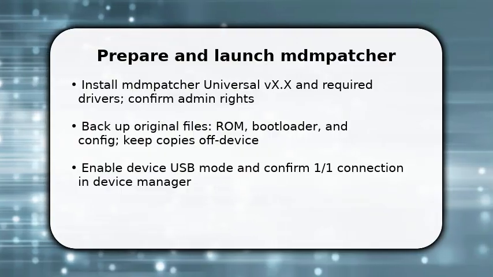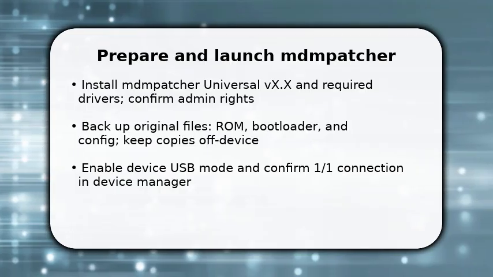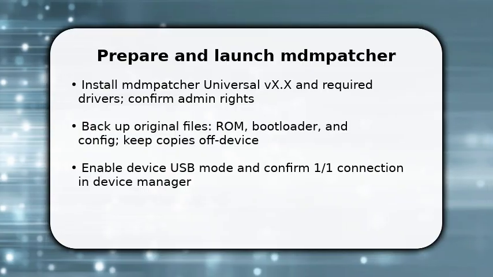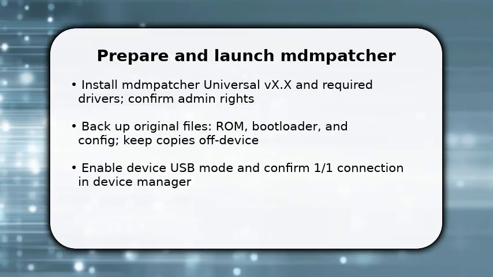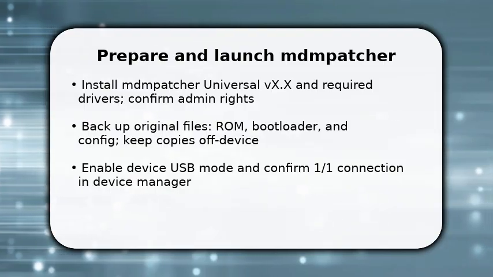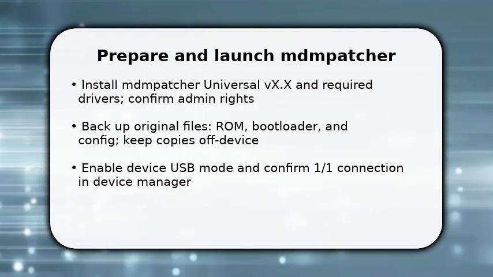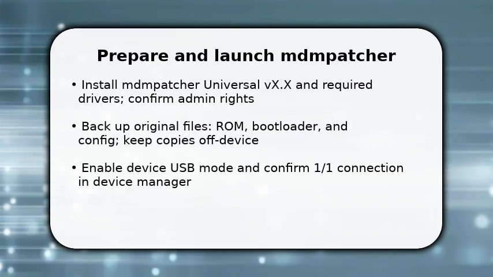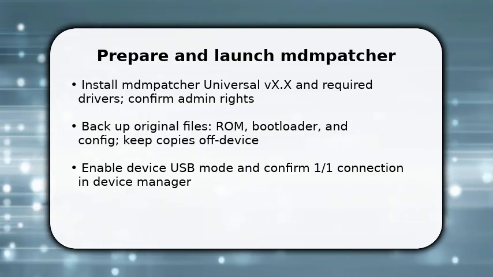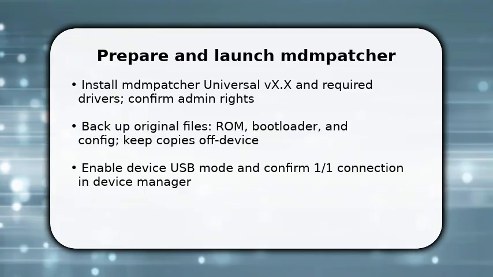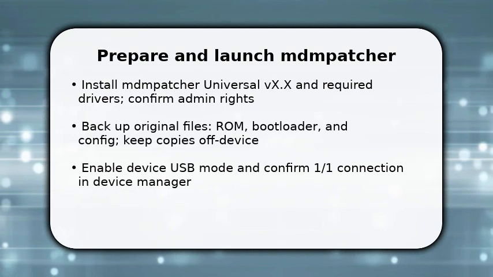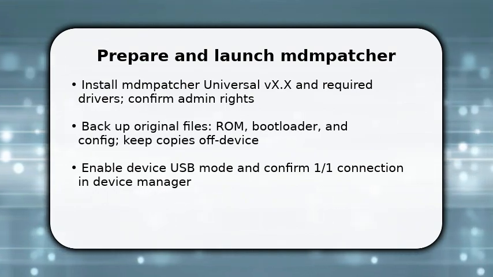You start by preparing a clean environment. Install Mdmpatcher Universal and any drivers, then run as administrator so permissions won't block writes. Once done, make a full backup of the original ROM, bootloader, and app config and store it outside the device. This prevents bricking. Connect the target device in USB mode and check the connection shows as 1/1 in the device manager. This immediate preparation saves time and avoids repeating steps.